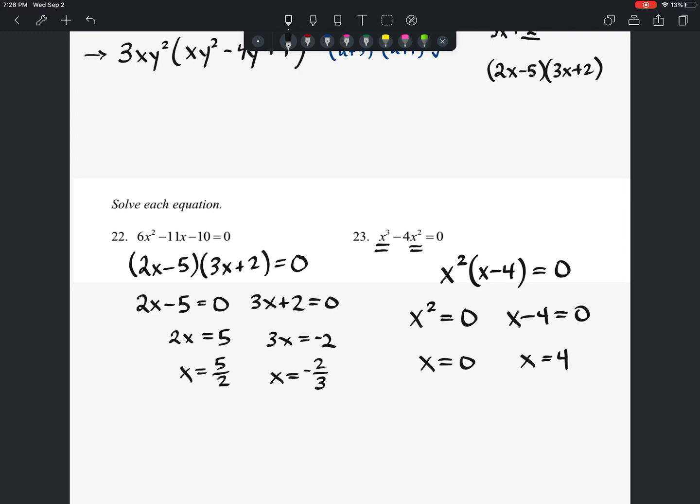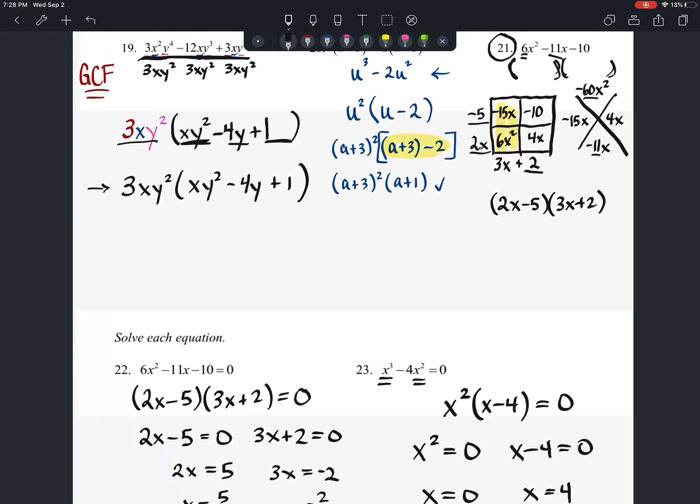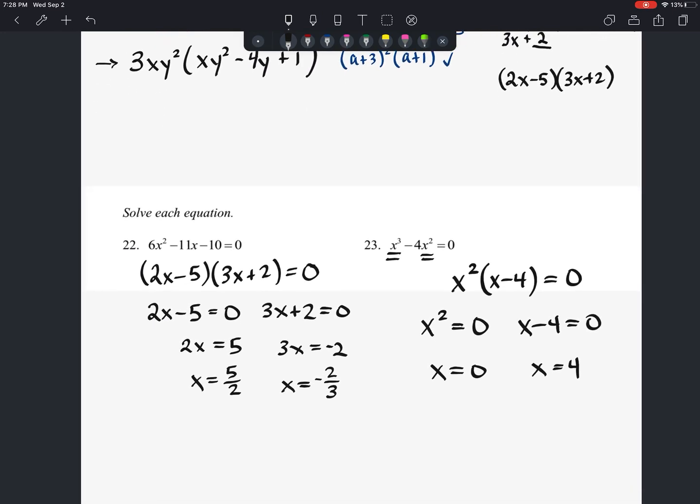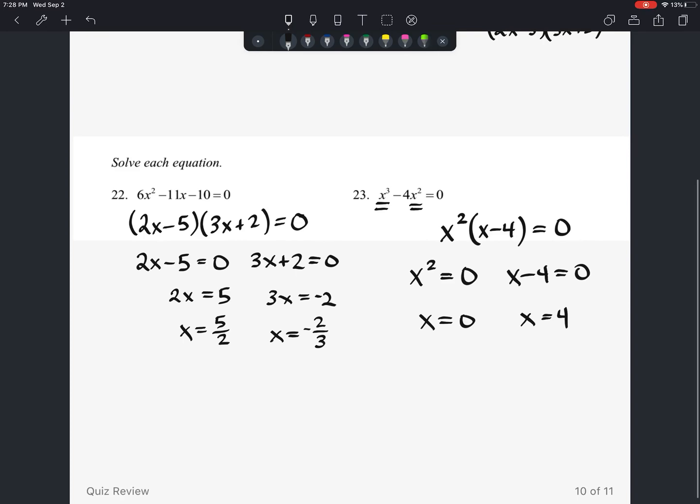I think the problems on your quiz might be a little bit more difficult than that. You just got to make sure you're factoring like you did up above here on these problems. But please know that once you get something factored, you always solve it the same way. Once something is in this form, something times something equals 0, you just use your zero product property.